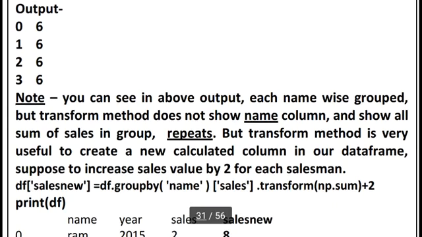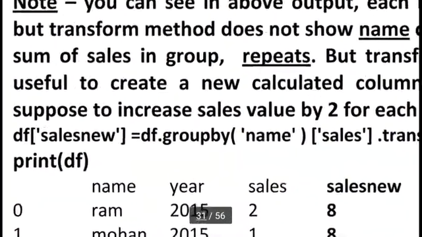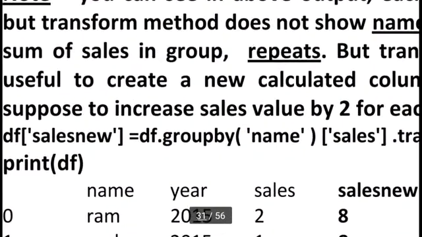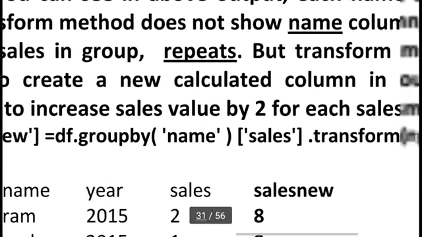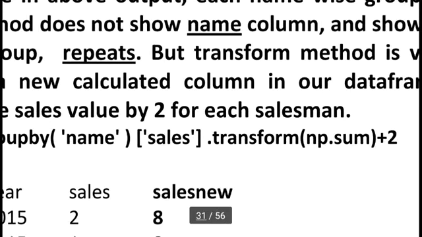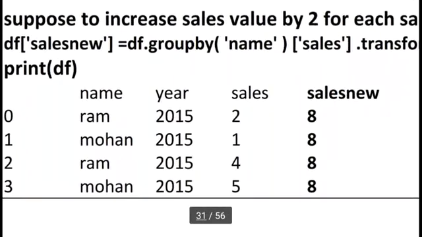But the transform method is very useful to create a new calculated column in our data frame. Suppose we want to increase the cells value by 2 for each salesman. How can you do that? You can create a new column: df['cells new'] is equal to df.groupby name, cells, and we can use transform np.sum, then we can add +2. You can see here our new table.